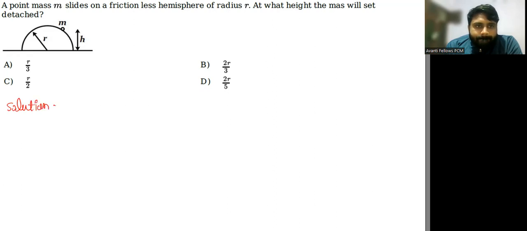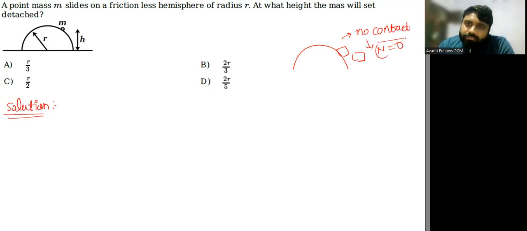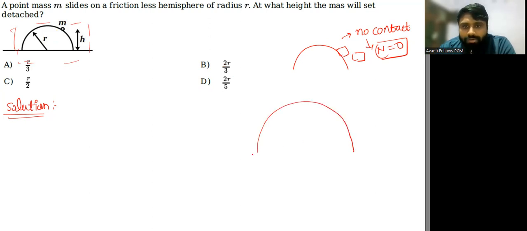Firstly, we will understand the concept. When this mass detaches, which means it separates from this hemisphere, what will happen? The contact between them will be lost, so there is no contact at that point. If there is no contact, there will be no normal reaction, so N has to be put as 0. Noted. And another thing: if you take it as a system, then all the forces will become internal forces, so we can apply conservation of energy also. Now, this is the hemisphere you have.